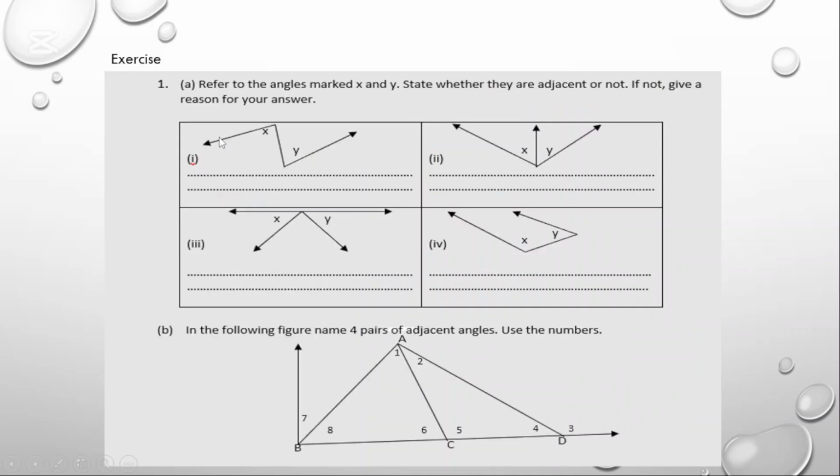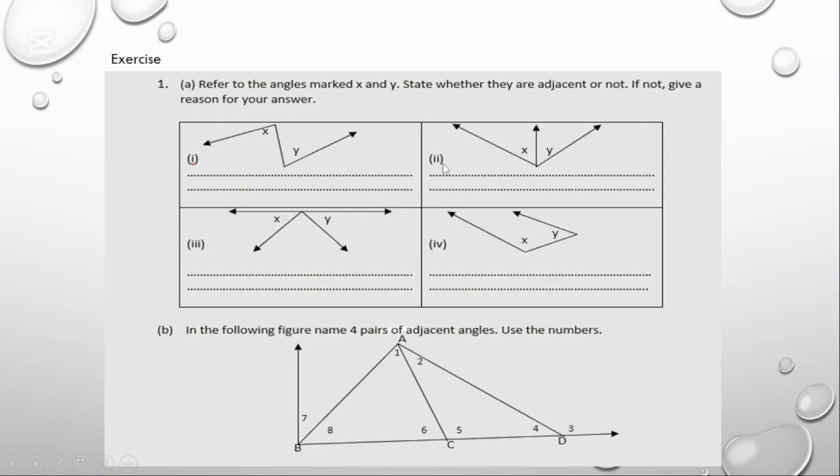Now I want you to refer to the angles marked X and Y. State whether they are adjacent or not. If not, give a reason for your answer. Right, let us go over this. X and Y, are they adjacent or not? And your answer is no. Now we have the answers on the next slide. They are not. Why? Because they do not share a common vertex. A common side, yes, but not a common vertex. Vertex for X, vertex for Y.